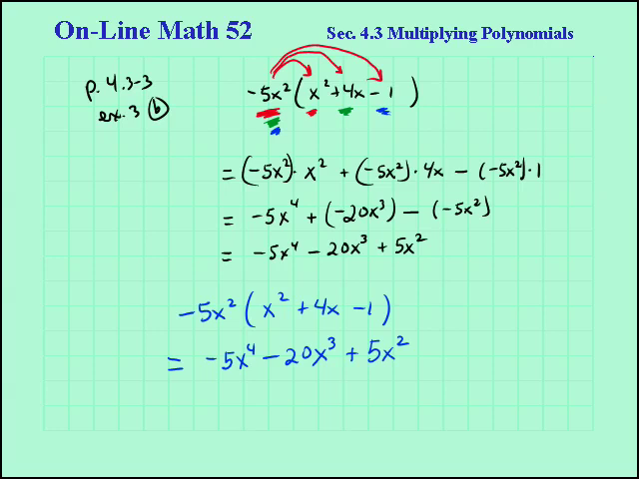And is that the same answer we got there? Negative 5x to the fourth minus 20x cubed plus 5x squared. Yes, it is. And we're done. And the problem is already written also in descending order. Descending order, x to the fourth, then the x cubed, and then the x squared. Okay? That's example 3b.